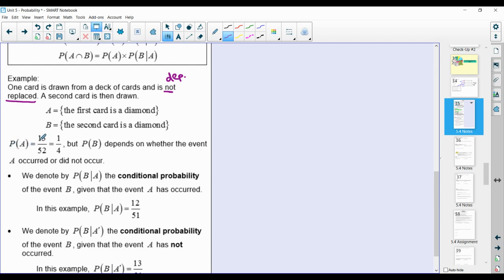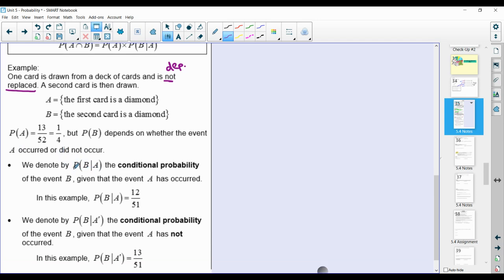Well, the probability of A is 13 out of 52 because there's 13 diamonds in a deck, and that reduces to 1 over 4. But the probability of B changes because we didn't put the card back in the deck. So the probability of B depends on whether the event A occurred or did not occur. So we write this as the probability of B given A. And so that's our conditional probability.